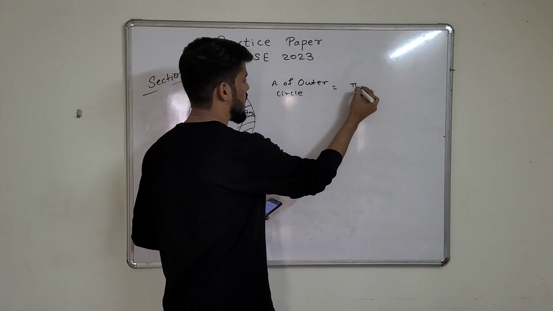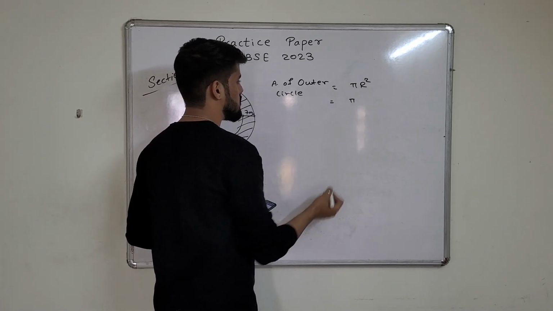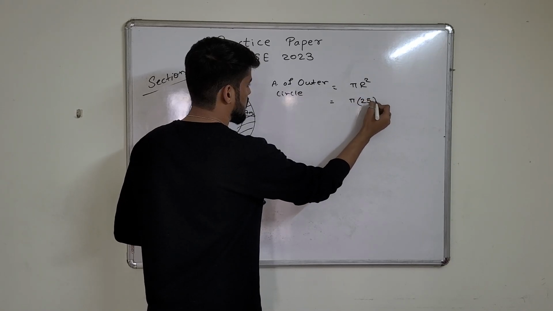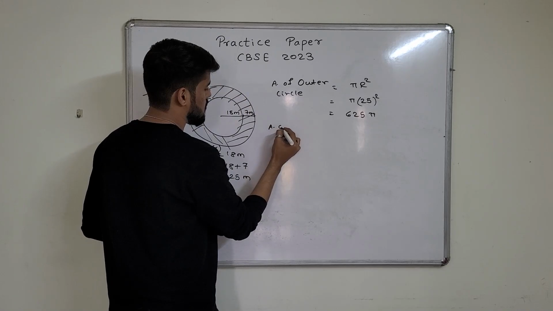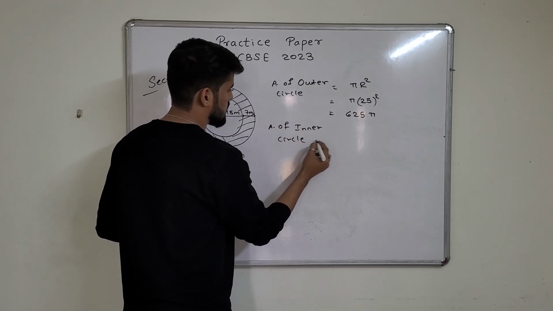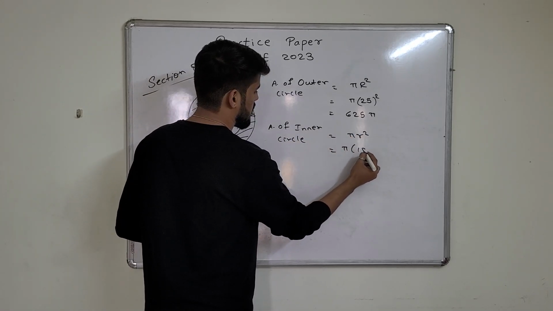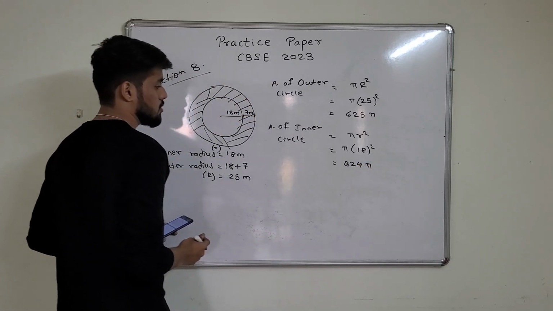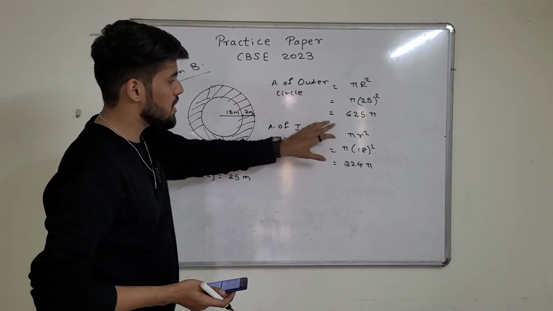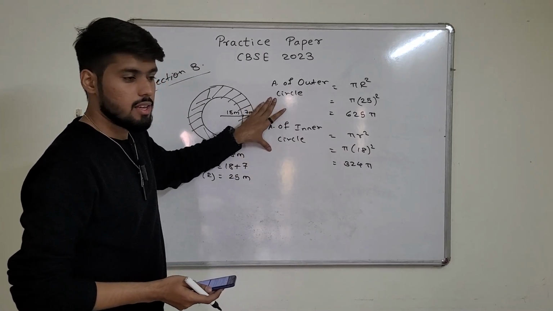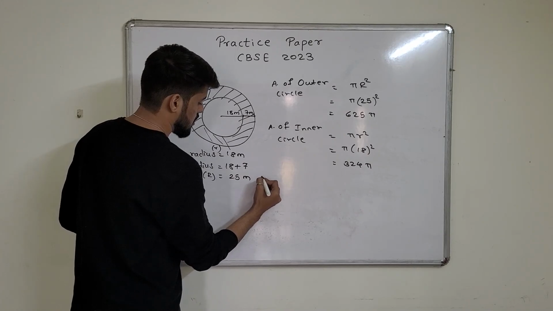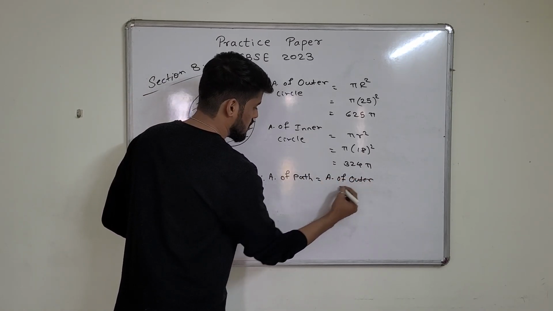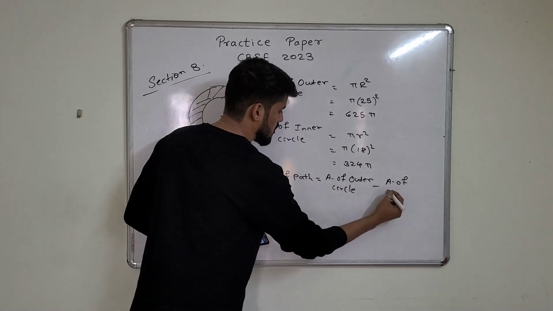So area of outer circle is nothing but pi capital R square. Don't substitute the value of pi. So here we get pi into 25 square, that is 625 pi. After that, area of inner circle, that is pi small r square, that is pi into 18 square, so 324 pi, right? So this is the area of the inner circle and the area of the outer circle. I have not substituted the value of pi here because when we subtract, pi will come common. So therefore area of path equals area of outer circle minus area of inner circle.